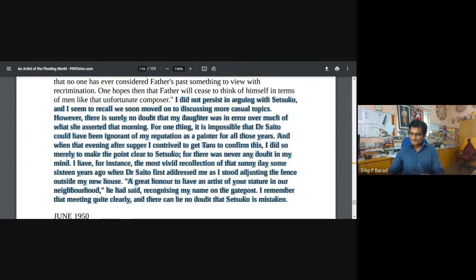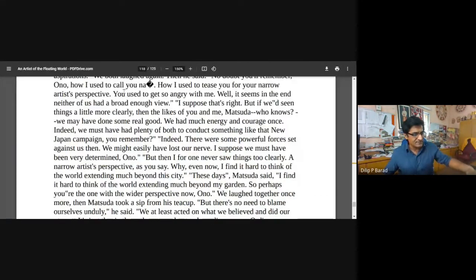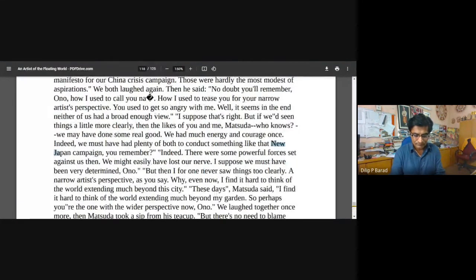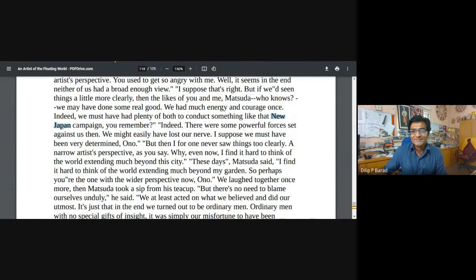And then the final discussion with Matsuda, the last part, the final scene that we want to read. And there is a word, New Japan. Yeah, New Japan. This very idea is very interesting. This very point of New Japan and other things.